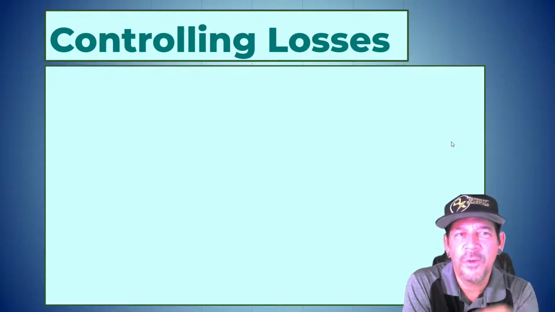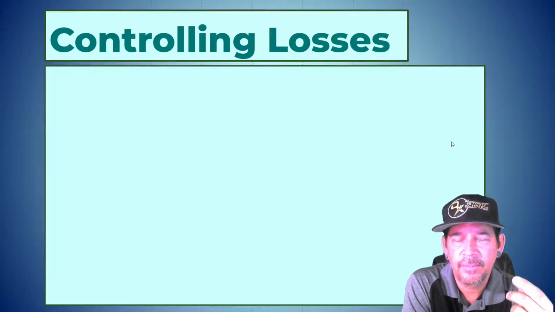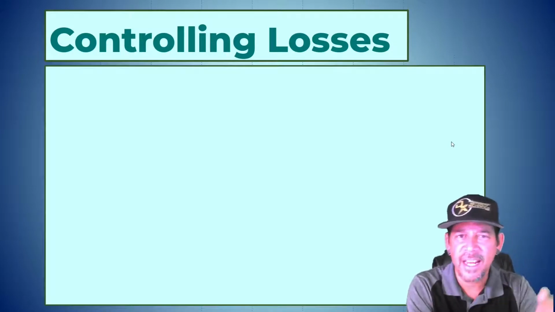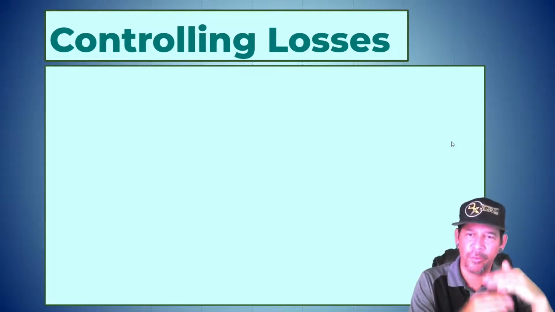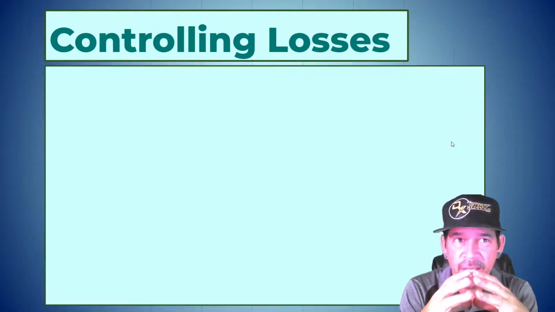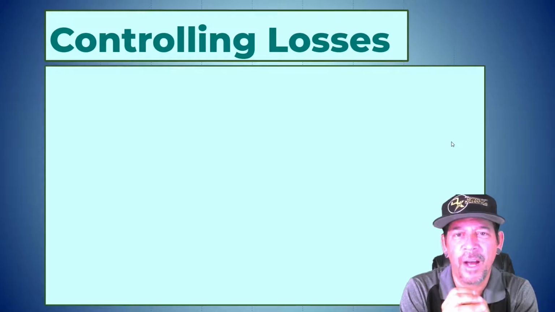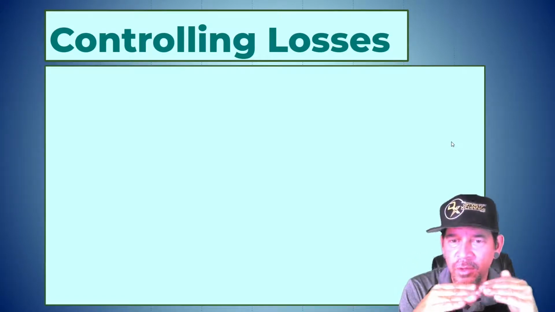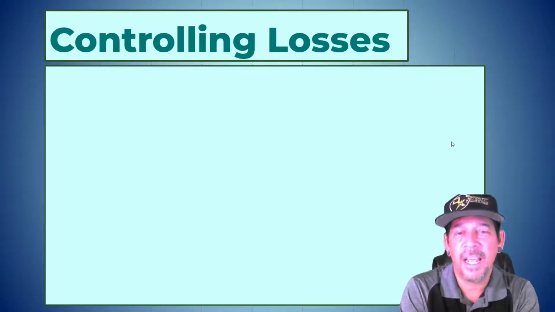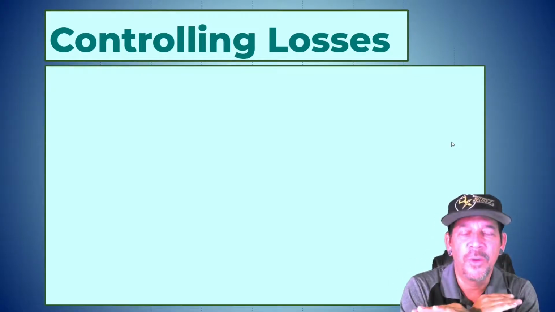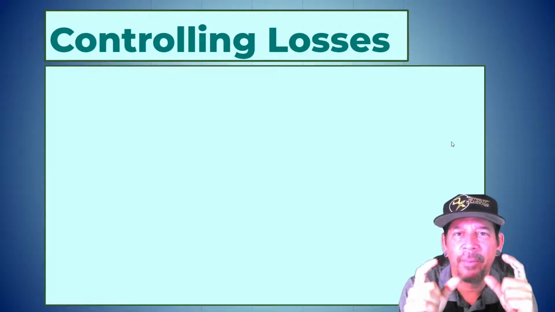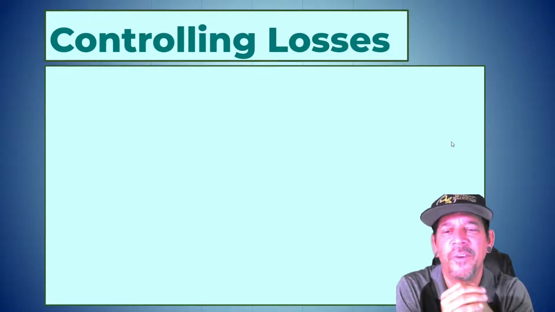Which means you can set the trade and cover yourself on the downside. If the market goes against you, you can only risk a certain amount of money. If the market goes for you, you can set it to where you capture a certain amount of profits. Either way it goes, your trade will automatically close out. If it goes against you, you only risk the amount that you set. If it goes for you, you capture that amount of profits and it automatically closes out. So that's set it and forget it trading, guys.